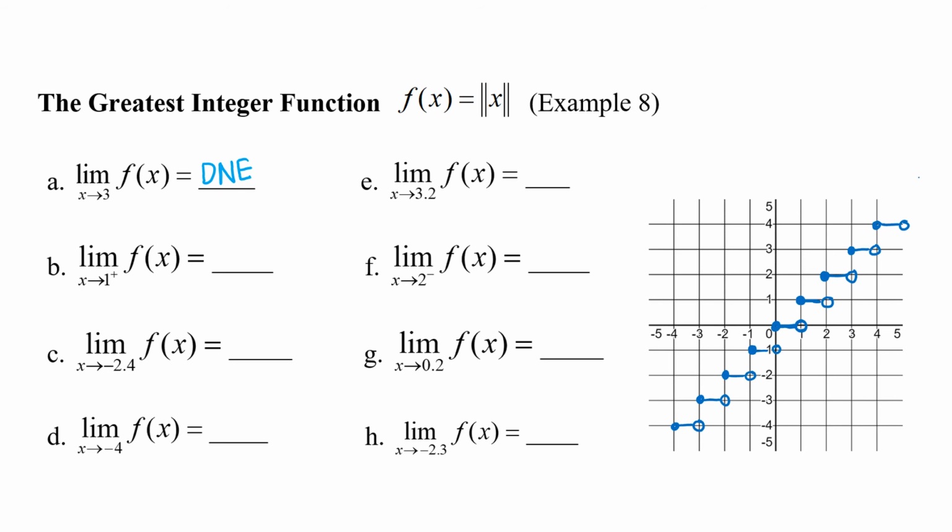Now let's take a look at the limit as x approaches 3.2. So that's somewhere in between 3 and 4. The limit from the right is approaching 3. And if I look at my left-hand limit, I'm also approaching 3. Since my left and right-hand limits are equal, my overall limit as x approaches 3.2 is 3.